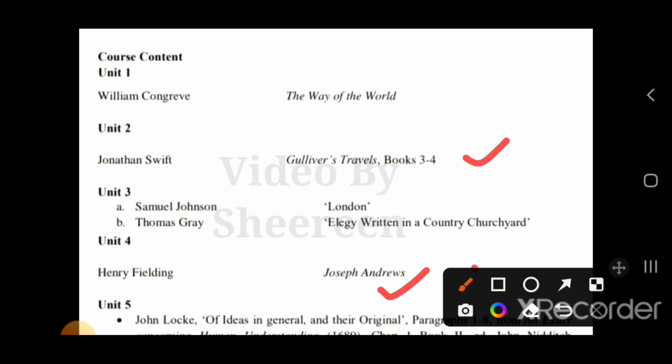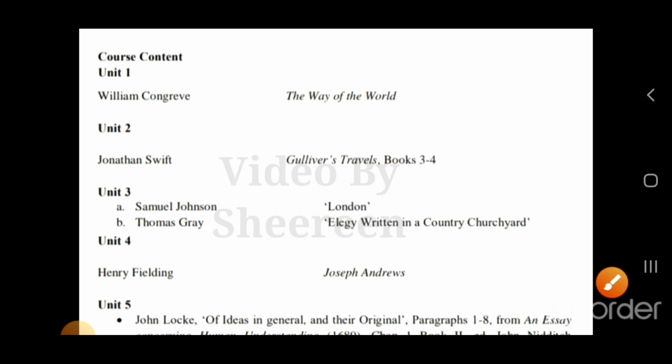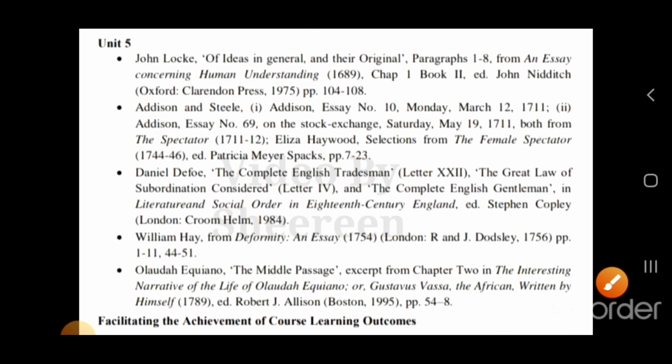Then the second novel that we have is Joseph Andrews by Henry Fielding. Then we have two poems in Unit 3, London by Samuel Johnson and Elegy Written in a Country Churchyard by Thomas Gray. Then we have a play, The Way of the World by William Congreve. और यूनिट 5 में सारी बैकग्राउंड रीडिंग्स हैं.